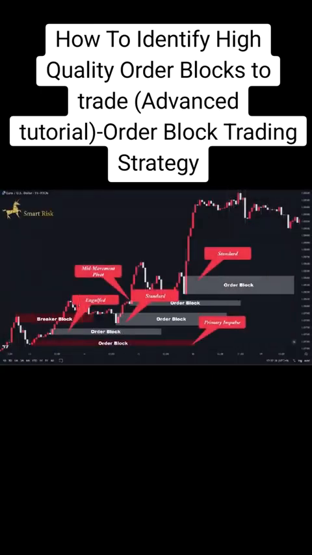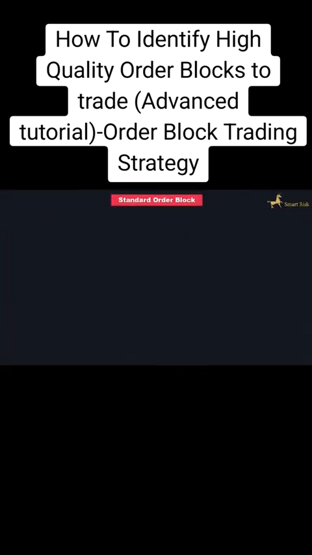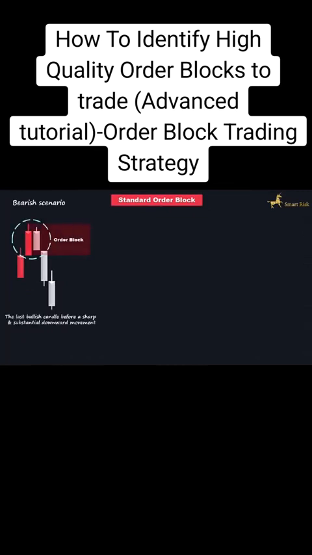Welcome back, traders. Let's get started with the major types of order blocks. The first type is the standard order block. In a bearish scenario, the standard order block refers to the zone corresponding to the last bullish candle before a sharp and substantial downward movement. The theory behind considering these zones as potential reversal areas is based on the belief that they represent manipulation areas formed just before a significant market movement. Traders view these zones as areas where a large number of buy or sell orders have been executed. Therefore, by using these zones in our trading strategy, we can potentially take advantage of the high probability of price reversal and change in direction when it reaches these areas.